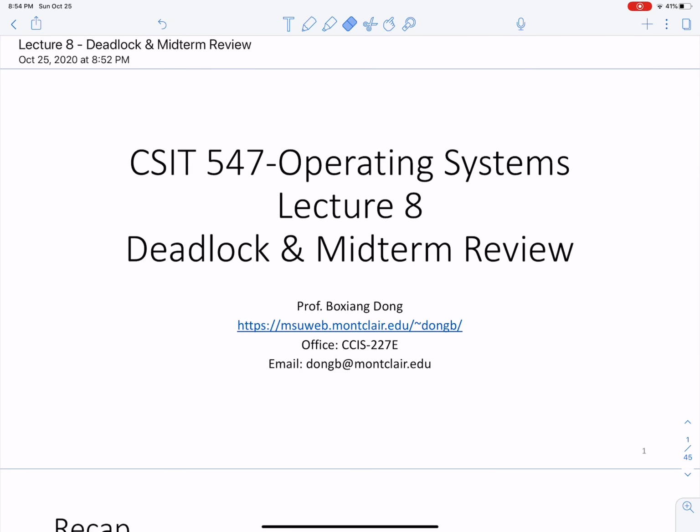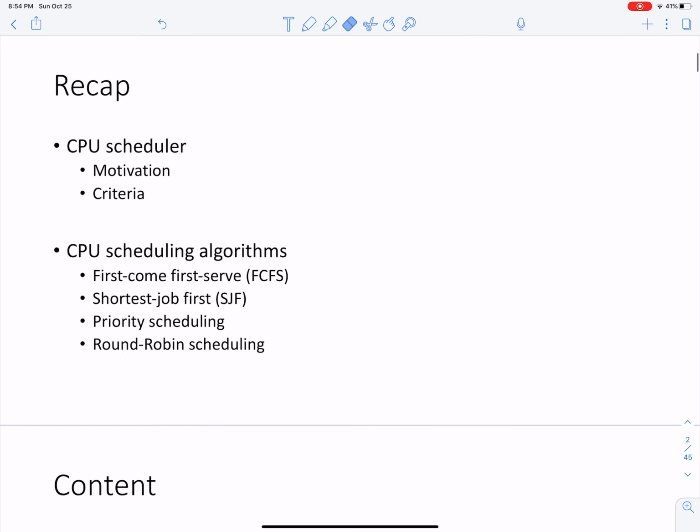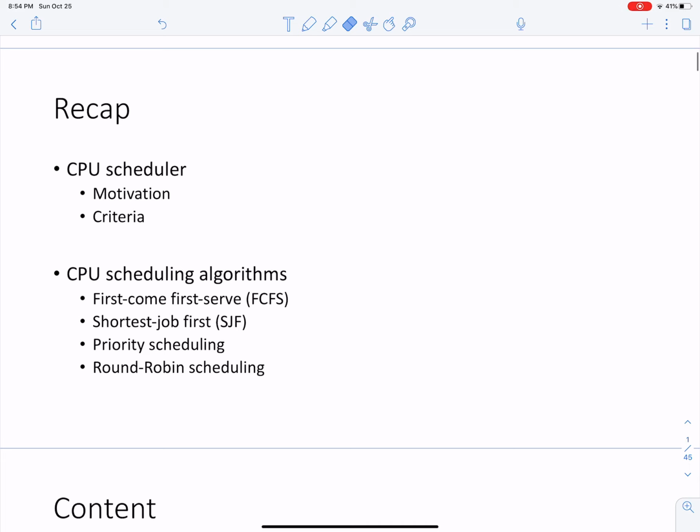Hello students, today we're going to discuss a new topic named Deadlock, and after that I'm going to briefly talk about our midterm plan. So first, let's look at what we have learned from last week. Last week we mainly learned CPU scheduling algorithms.